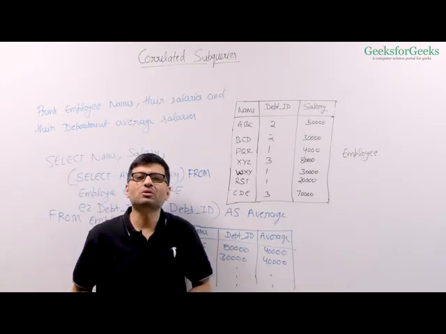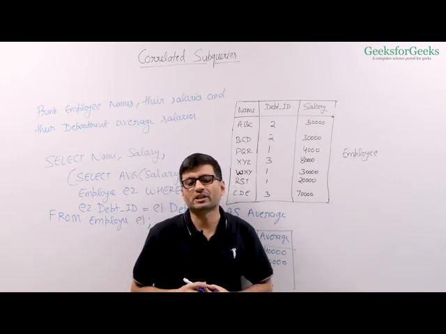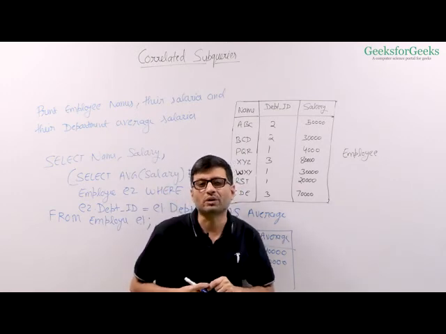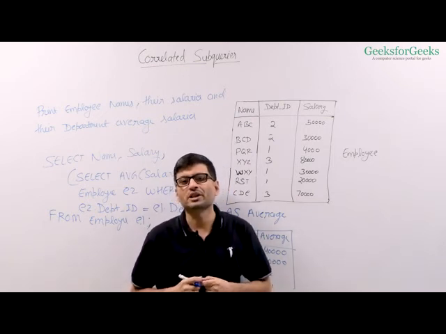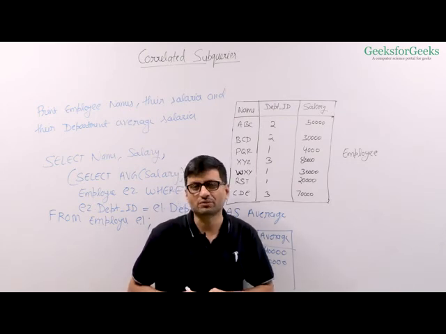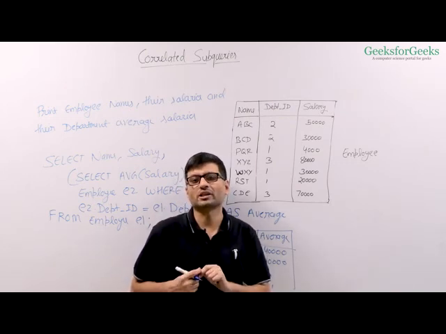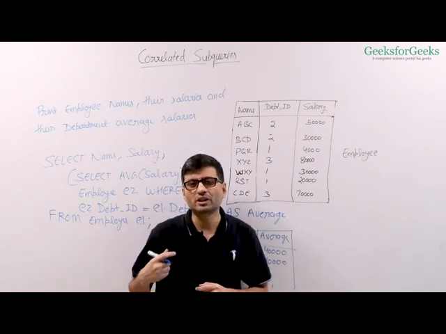So in this video, we talked about correlated subqueries. We discussed different examples. Correlated subqueries are different from normal subqueries. What happens in normal subqueries? Your subqueries, or inner queries, run first. But in the case of correlated subqueries, your subquery runs for every row of the outer query.